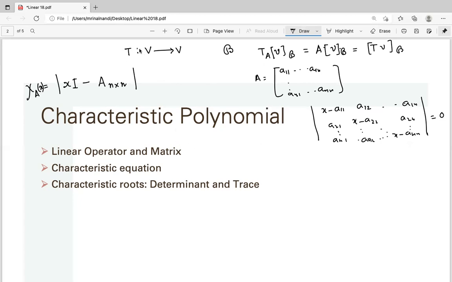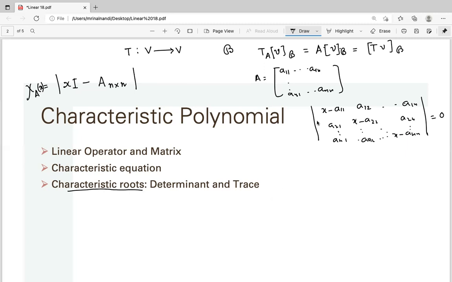Now, if V is infinite dimensional, there is no question of a polynomial, because there is no determinant. But still we can talk about the characteristic equation. Not a polynomial, but you can talk about the characteristic equation. And the roots of this polynomial, the roots of this equation, are called characteristic roots.